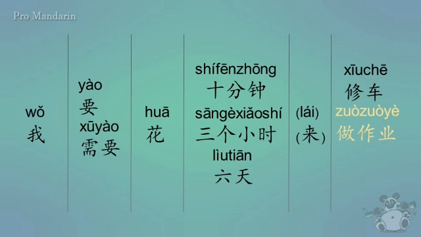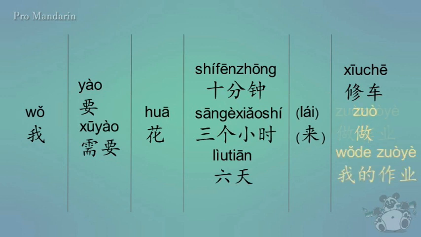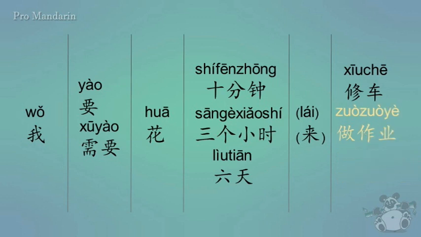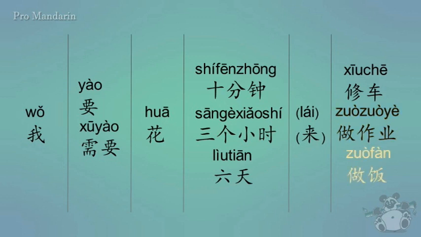which means to do homework, such as 做我的作业, to do my homework, or 做你的作业, to do your homework, or just 做作业, to do homework. And then there's going to be 做饭, which means to make food.